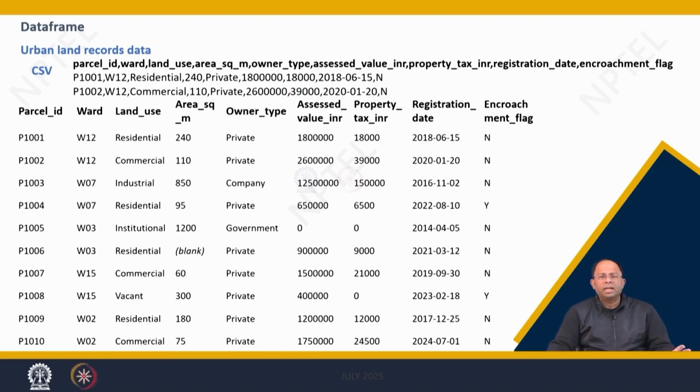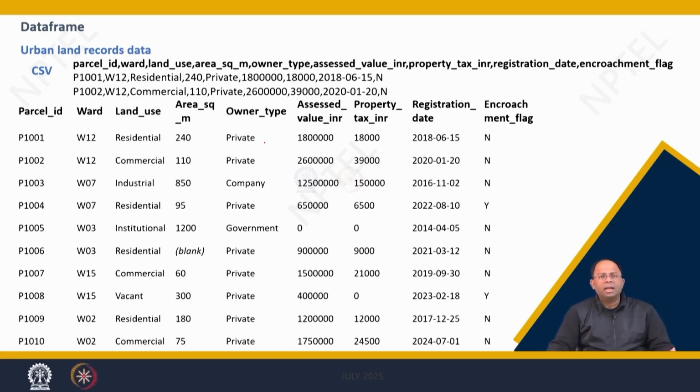Basically, we are storing data regarding each parcel or each plot of land, and which ward it is, what is the allowed land use in that particular plot, what is the area of that plot, owner type, is it private or government, and what is the value of the property and the property tax that has to be paid for that property, and when this particular property was registered. So, this is the basic data set.